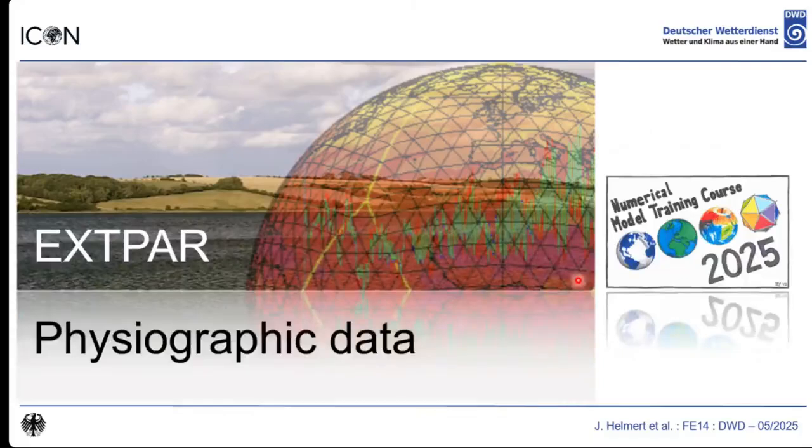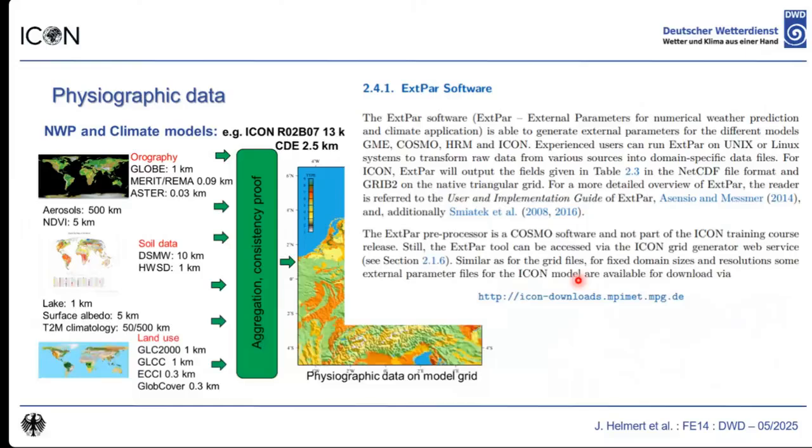Exactly. And it needs physiographic data or external parameters, as we call them. You see this word EXTPAR here. This is the external parameter software. Again, taken from the tutorial here, you see there are different raw data sets, like for orography, aerosols, NDVI, which describes the vegetation, the seasonal cycle, soil data, so soil type or soil texture is called. The lake distribution, the lake depth, surface albedo comes from MODIS, and different land use data sets optional.